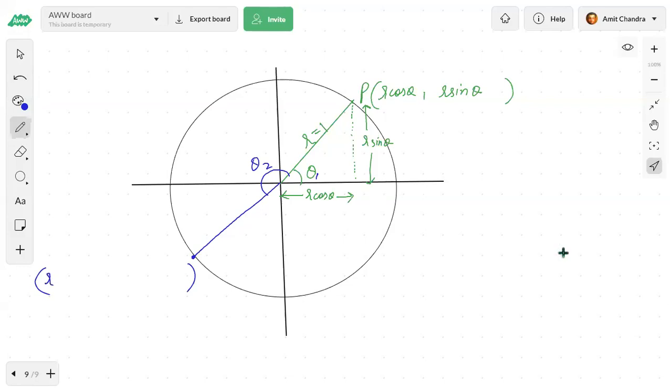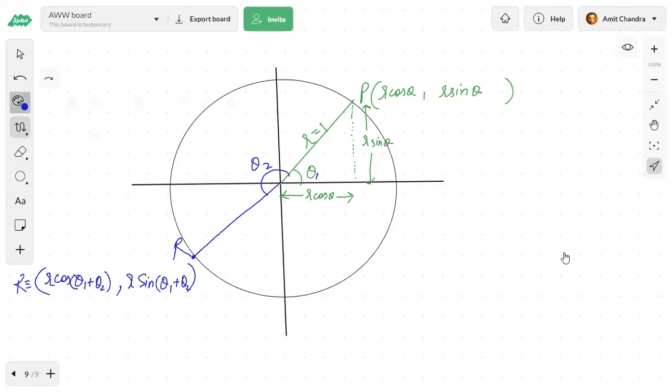So suppose this is the point Q, or suppose this is the point R. So R point will be R cos theta 1 plus theta 2, comma, R sin theta 1 plus theta 2. Okay, everybody understood this? This total angle is theta 1 plus theta 2, right?